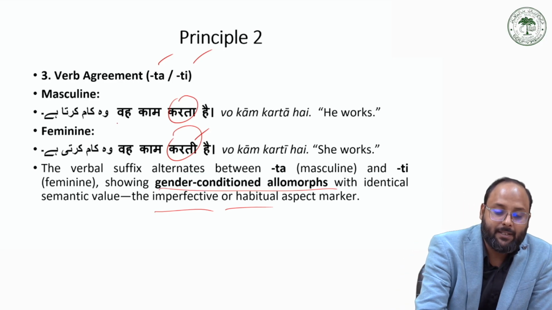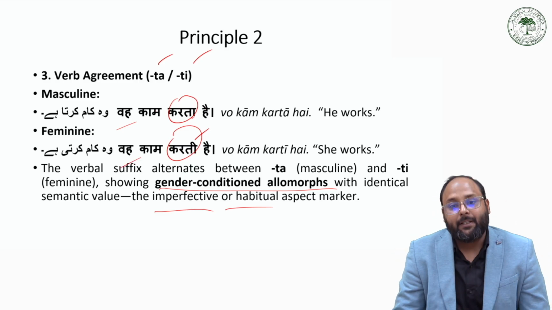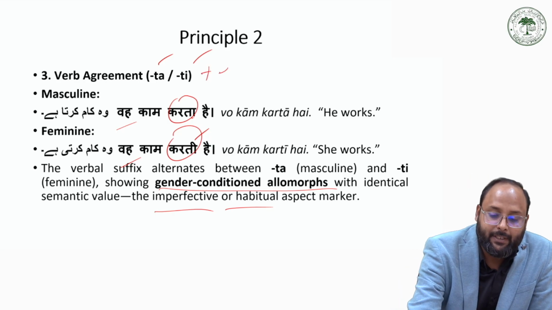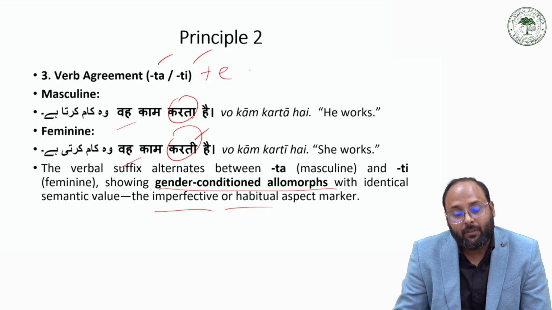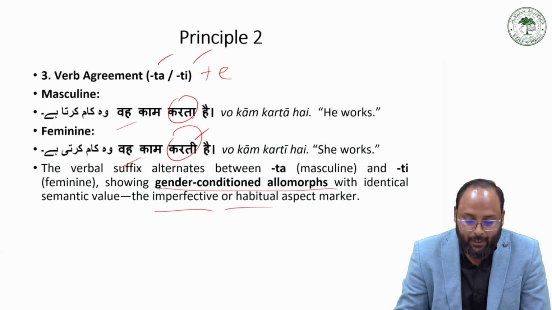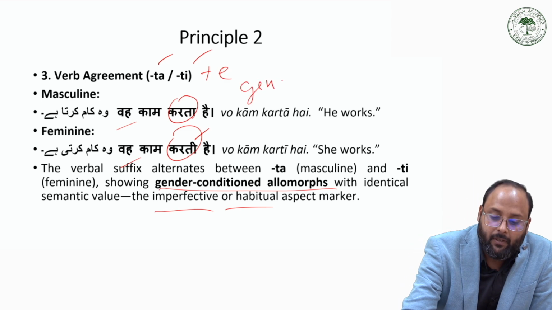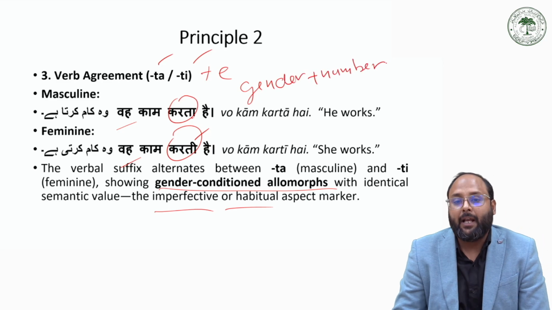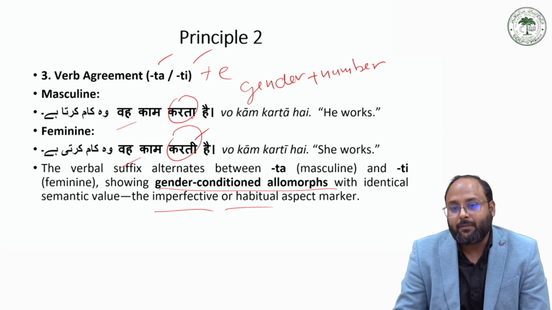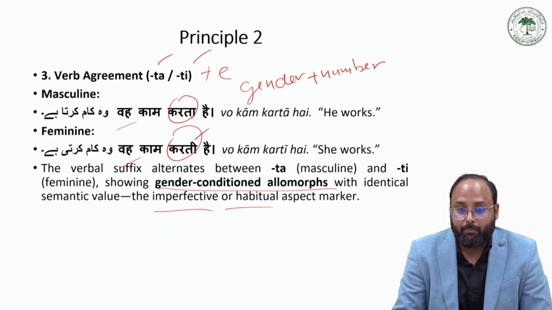It means when the subject is masculine, we have ta. When the subject is feminine, then we have ti. And it also has te, when the subject is plural, लड़के and लड़कियां काम करते हैं. So that difference is actually gender and gender plus number agreement. So we have different forms, but they give the same meaning of past, imperfect and habitual aspect.